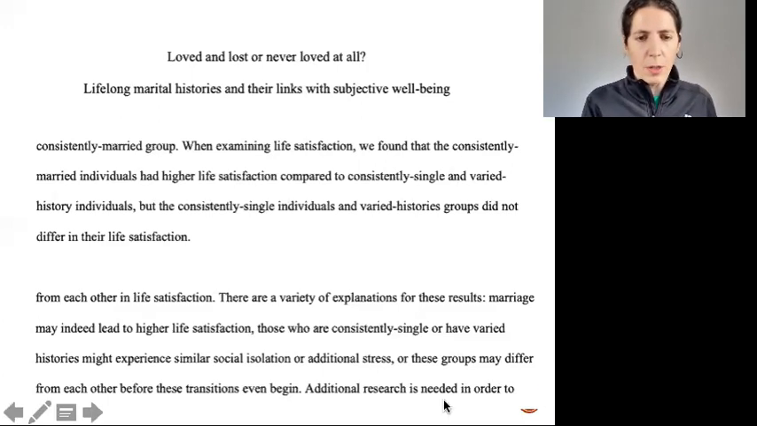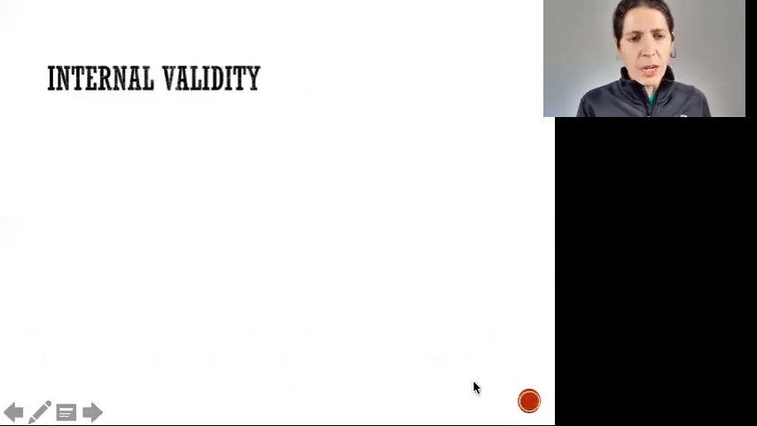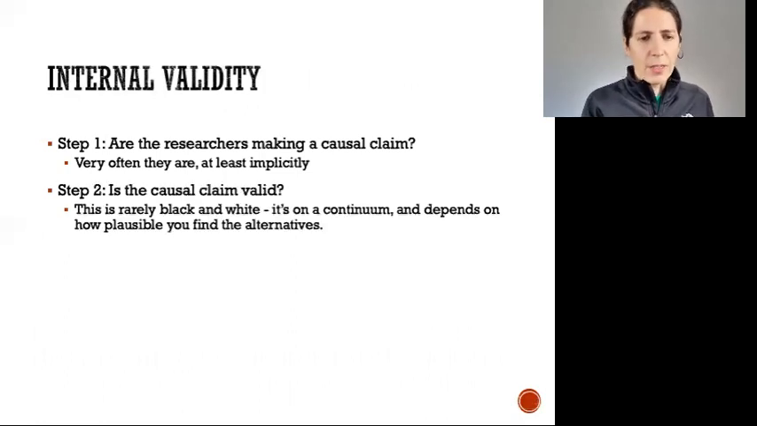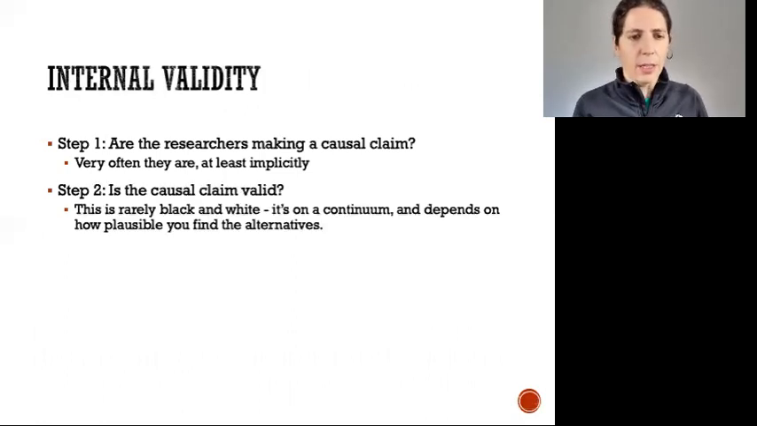Okay, so to summarize, in assessing internal validity, you first want to ask, are the researchers making a causal claim? Very often they are. Sometimes it can be hard to tell. It's not front and center, but often there is one somewhere in the language they're using. So if there is, then you want to ask, is the causal claim valid? This is not black and white like all aspects of validity. It's on a continuum. And it depends a lot on how plausible you find alternative explanations.